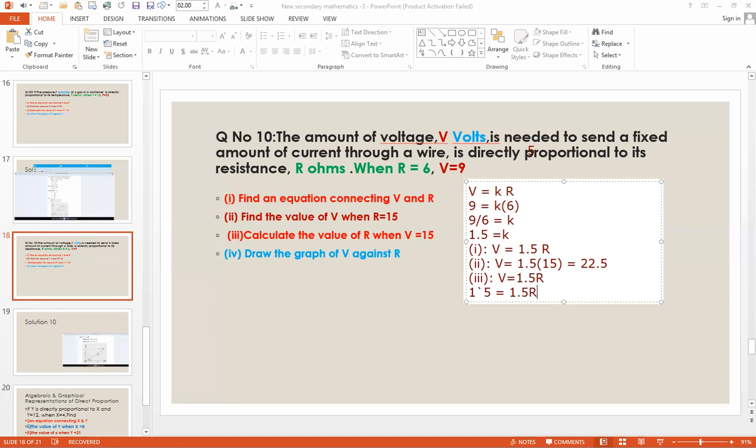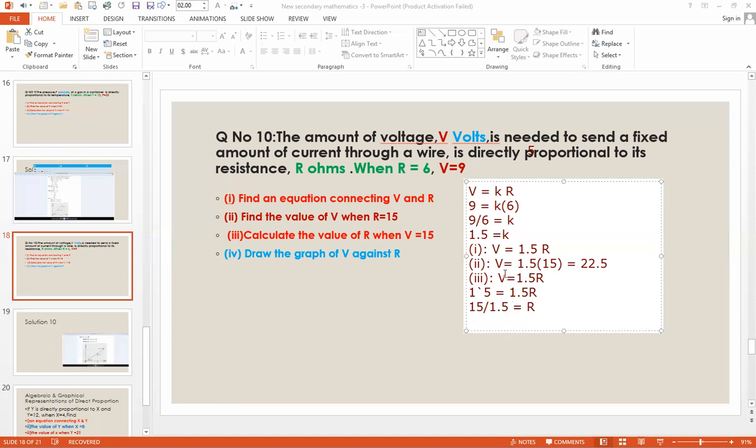V is equal to 1.5 capital R. Simply 1.5 and R is multiplying. So when you move it, it will divide. Okay, in this way you will get the value of R. But before getting the value of R, you have to put this sign.